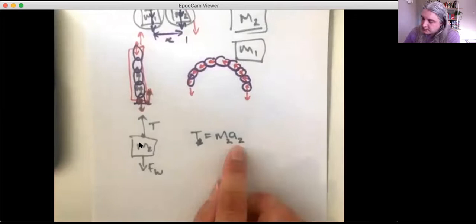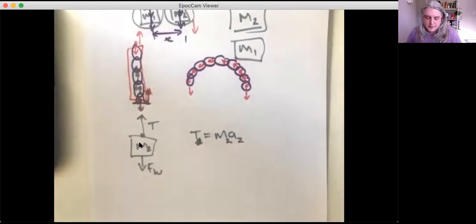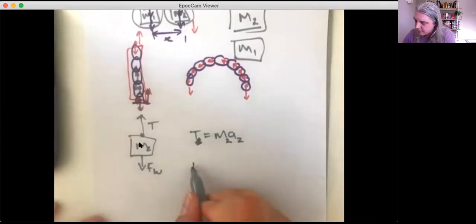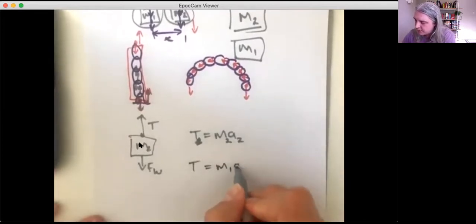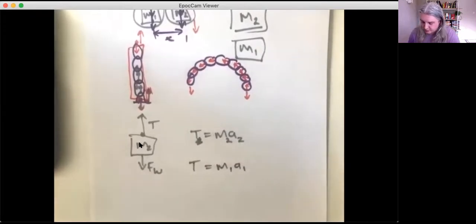This acceleration, that's just Newton's second law, F equals ma. This acceleration, we don't know what that is. We know that if the masses are the same, it'll be 0. If they're not, it won't be. What's it going to be? How is it going to vary compared to the first system, M1, A1? How are A1 and A2 related?